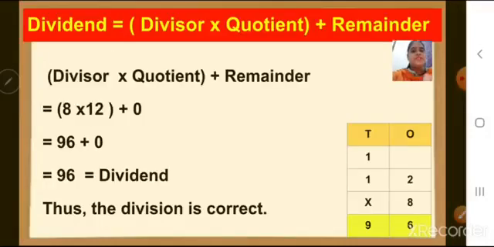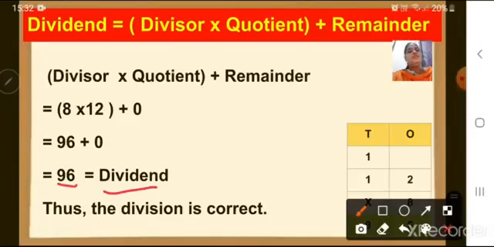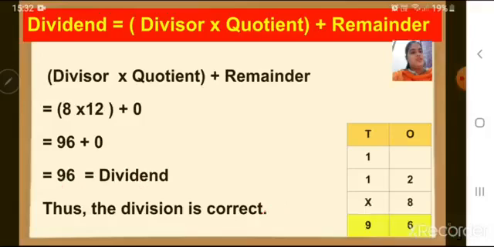Now children, substitute all the numbers. So it will be 8 into 12 plus 0. Now when we multiply 8 into 12, you will get 96, correct, which is equal to our dividend. So that means the division is correct. Okay. Note down children properly in your notebook.